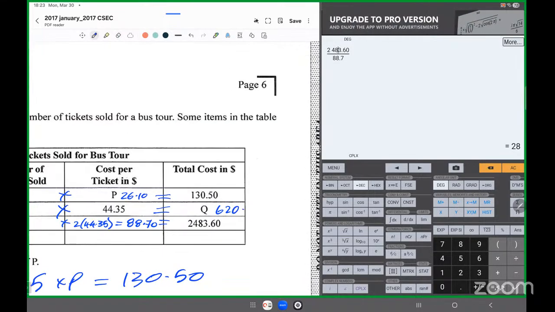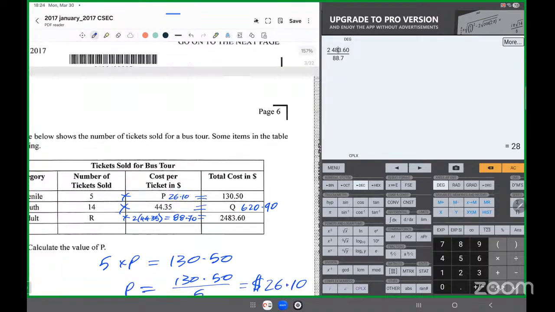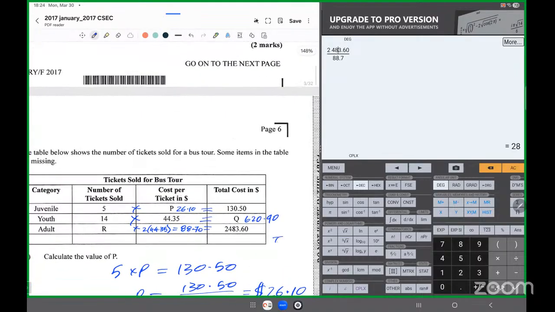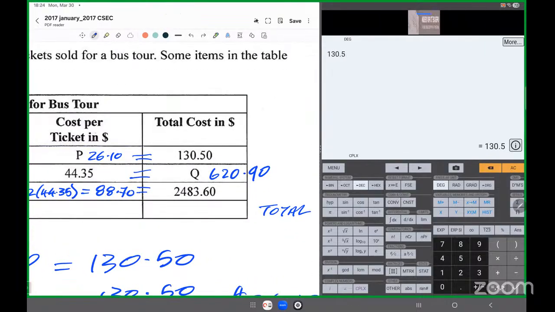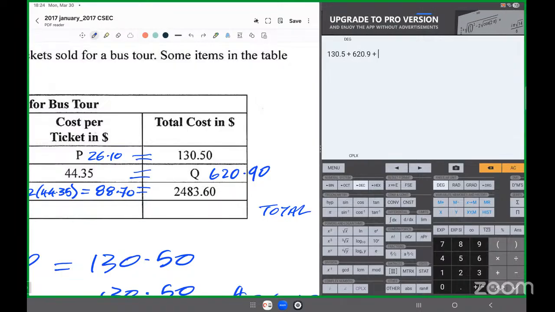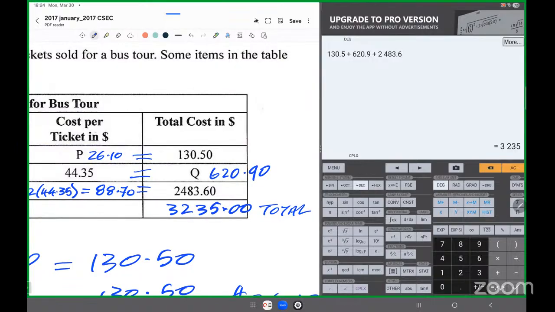So can I put the total down here? Add up these and that's the total. We're charging tax on the total. So it's 130.5 plus 620.9 plus 2483.6. So the total here is 3235.00. Put in tax on that.